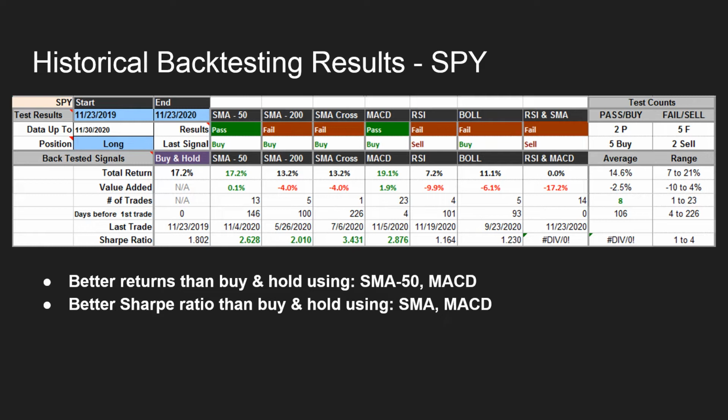The SMA 50 results in a total return of 17.2%, which is on par with buy and hold, and MACD results in 19.1%. With Sharpe ratios of 2.628 and 2.876 respectively, both these strategies also offer our investors less risk. Although the buy and hold strategy yielded better returns than some of the other technical indicators, some of those indicators also had a better Sharpe ratio, indicating less risk.